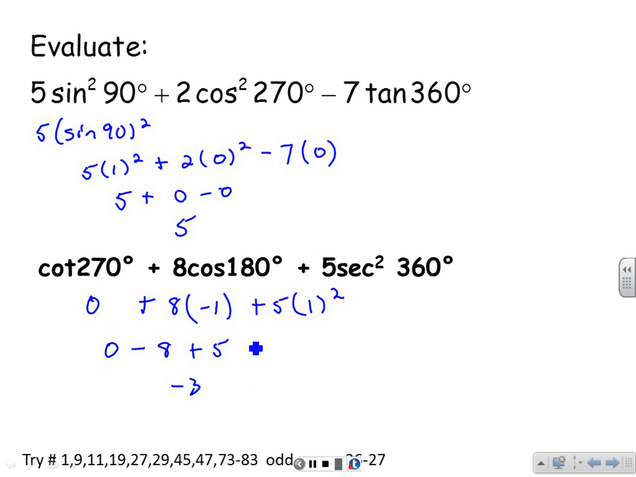Alright, so what I would like you to do is work on these problems on pages 26 and 27 in your book. If you have any questions, bring them into class, and we will certainly work on this in class.